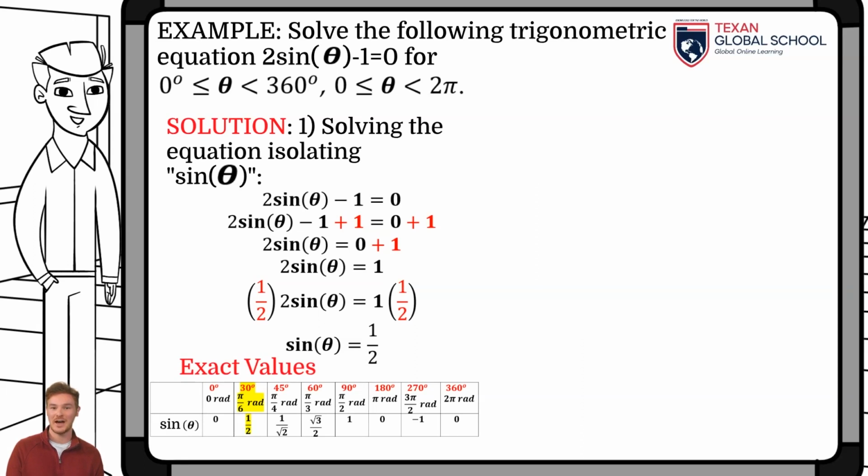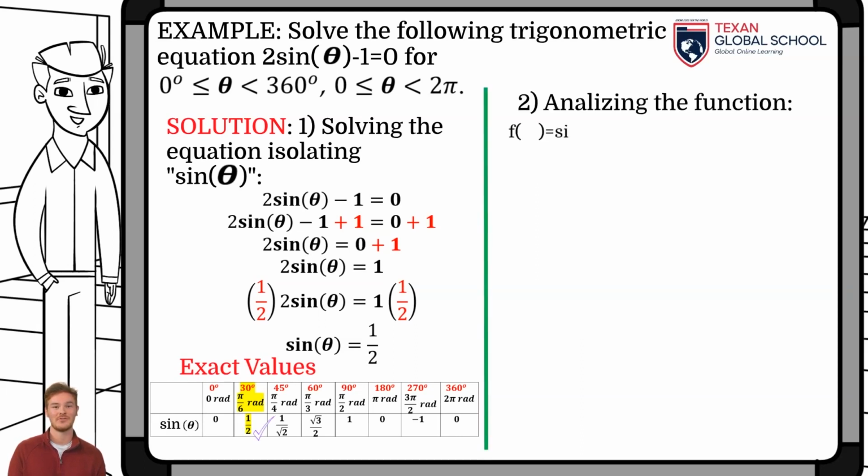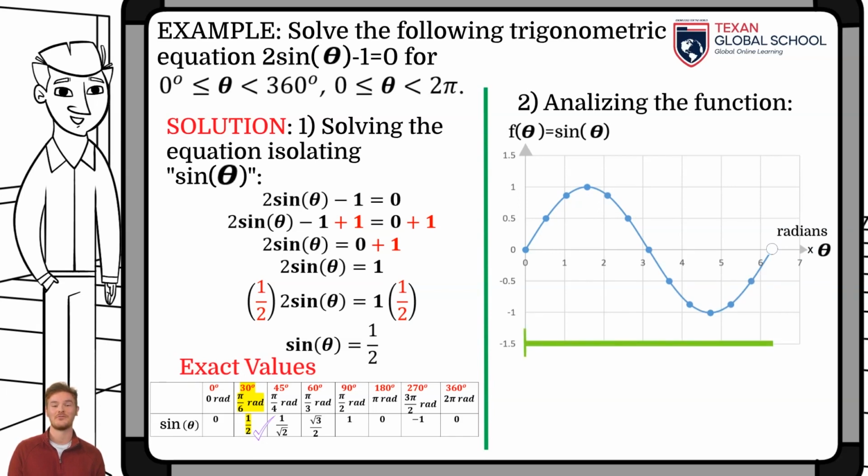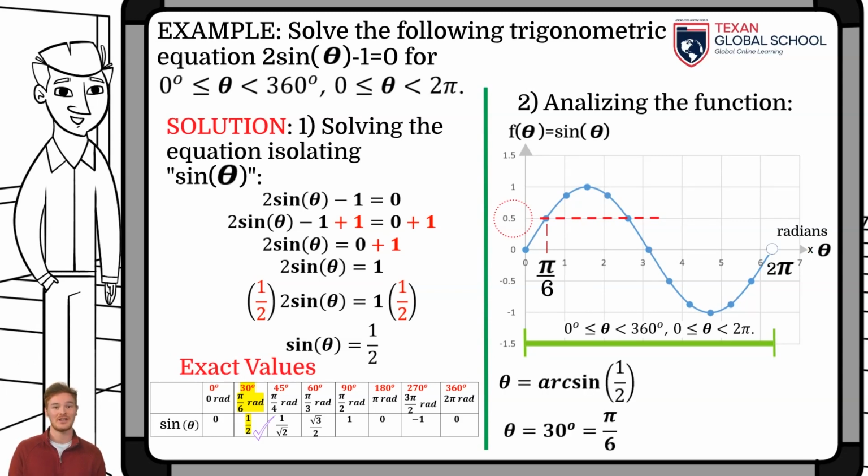If we use exact values, we can see that 30 degrees or pi sixths corresponds to the sine of theta equal to 1/2. If we analyze the sine function graph in the given cycle, we can see that pi sixths corresponds to 1/2. It should be noted that, in case of not using the table of exact values or the function, this value could be obtained by isolating theta as arcsine of 1/2, thus obtaining 30 degrees.